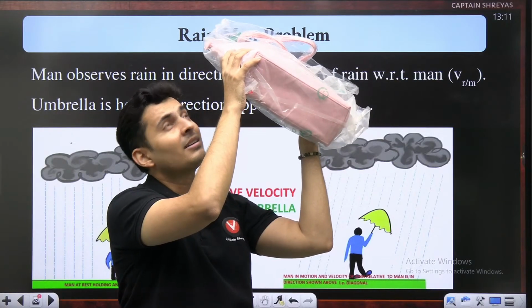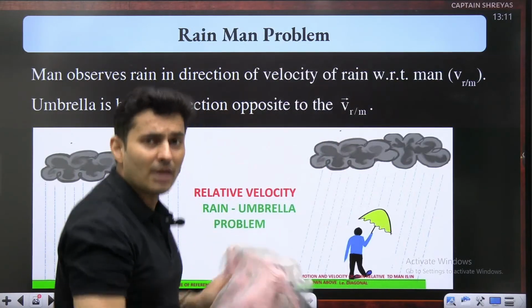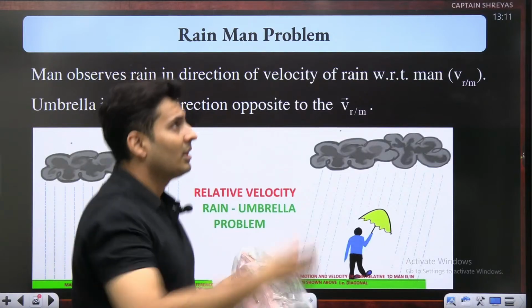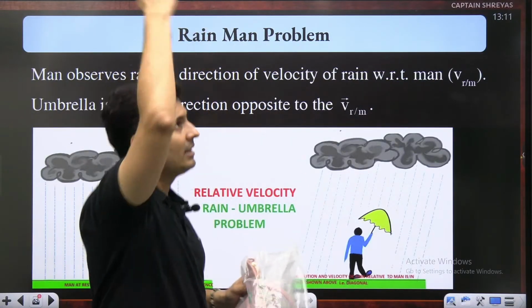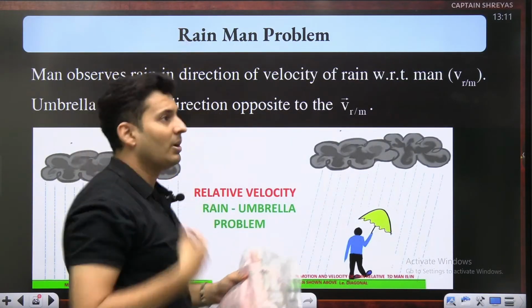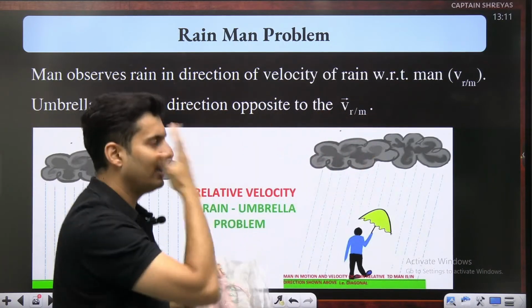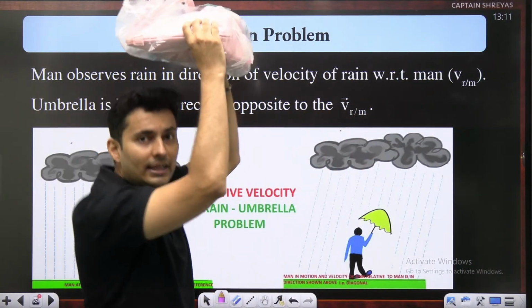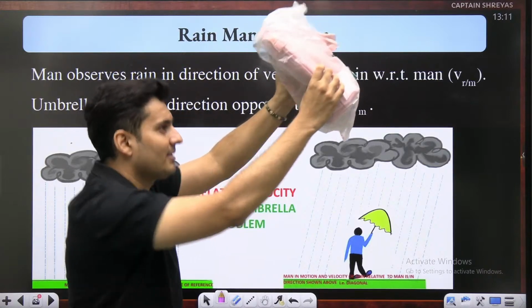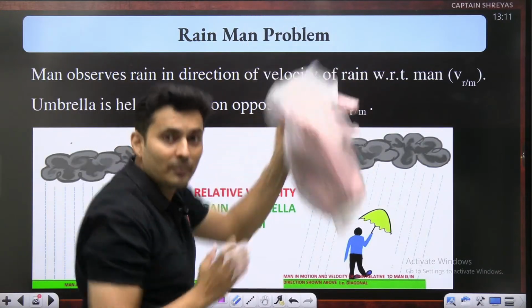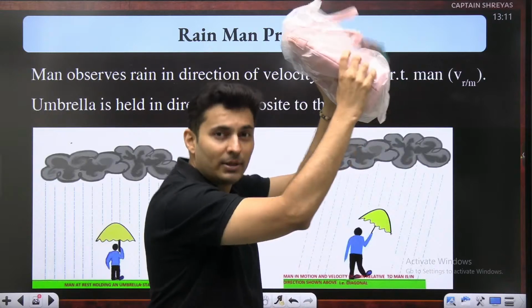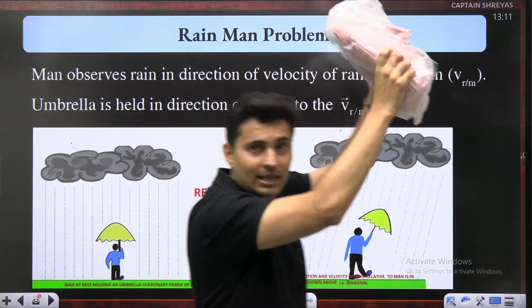That's if I'm standing, but imagine I'm running. Even if the rain was falling like this originally, because I'm running, the rain will fall on my face. So I will not hold the umbrella like this, I will hold it like this. Agree or not? I'm running, so I'll hold the umbrella at an angle.